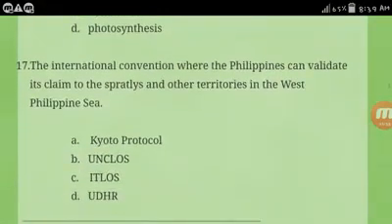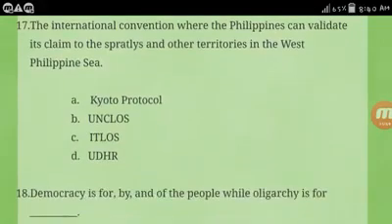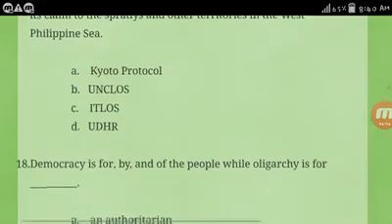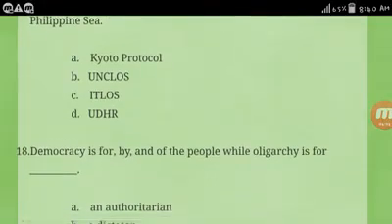Next one, the international convention where the Philippines can validate its claim to the Spratlys and other territories in the West Philippine Sea. Kyoto Protocol is about global warming. UNCLOS is the United Nations Convention on the Law of the Sea. That is the answer, letter B. That is where we base our claim in the Spratlys. ITLOS is the International Tribunal, the court where we can file the complaint. And UDHR is the human rights arm of the United Nations. So the answer is UNCLOS, letter B.